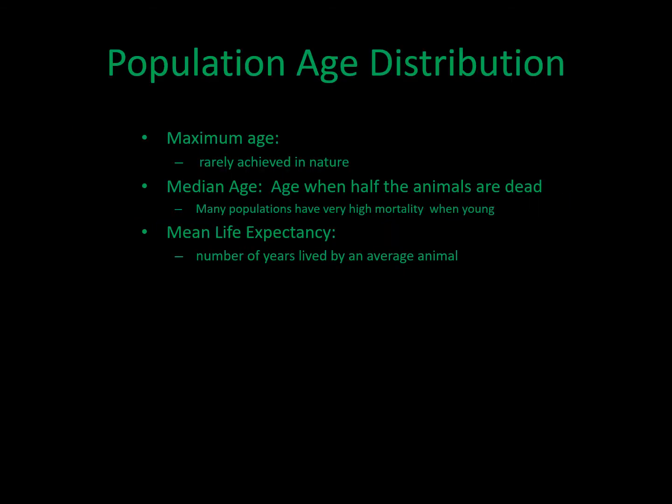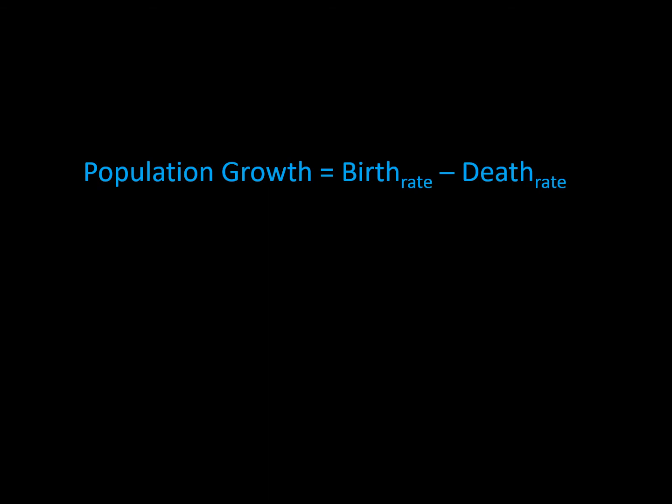So when we talk about populations, the maximum age is rarely achieved in nature. A median age would be when half the animals are dead, but many animals have very high mortality when they're young. So we like to think in terms of mean life expectancy, which would be the number of years lived by an average animal. In the simplest of all terms, the growth of a population is equal to the birth rate minus the death rate.